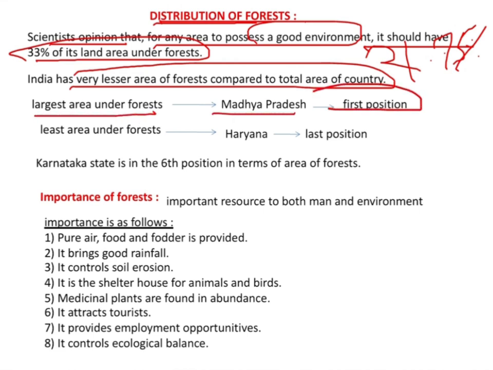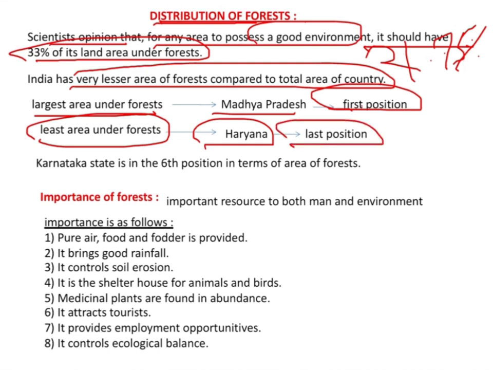The largest area under forest is in Madhya Pradesh, which is first in position. The least area under forest is in Haryana, which is last in position. Karnataka state is in 6th position in terms of area under forest.